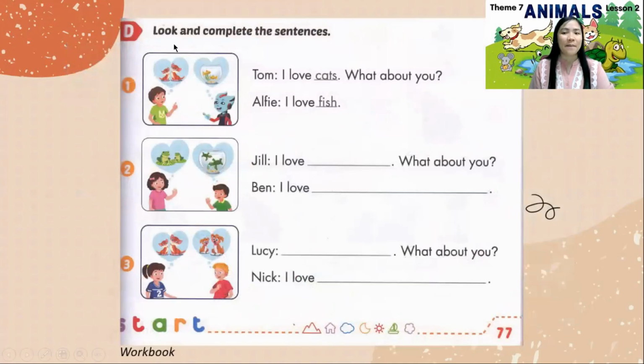Letter D, page 77. Look and complete the sentences. Example is in number 1. Tom and Alfie are talking. Tom said, I love cats. What about you? And Alfie answered, I love fish. So you're going to complete the sentences from number 2 to number 3.